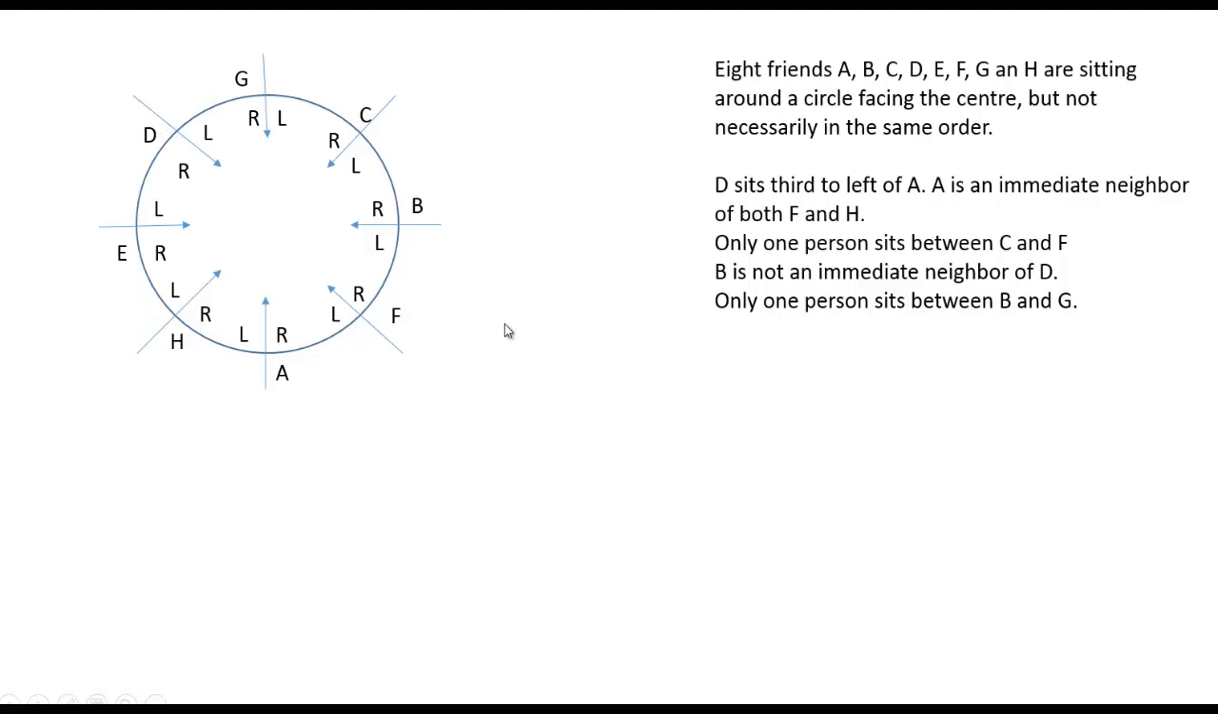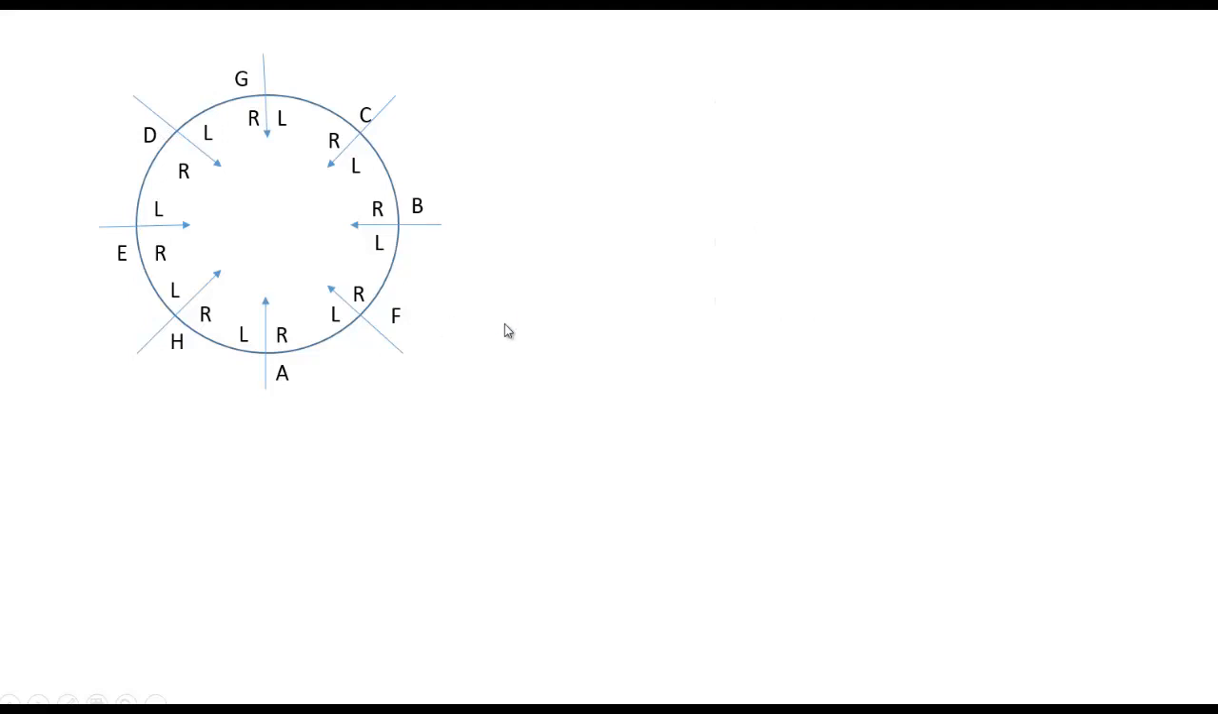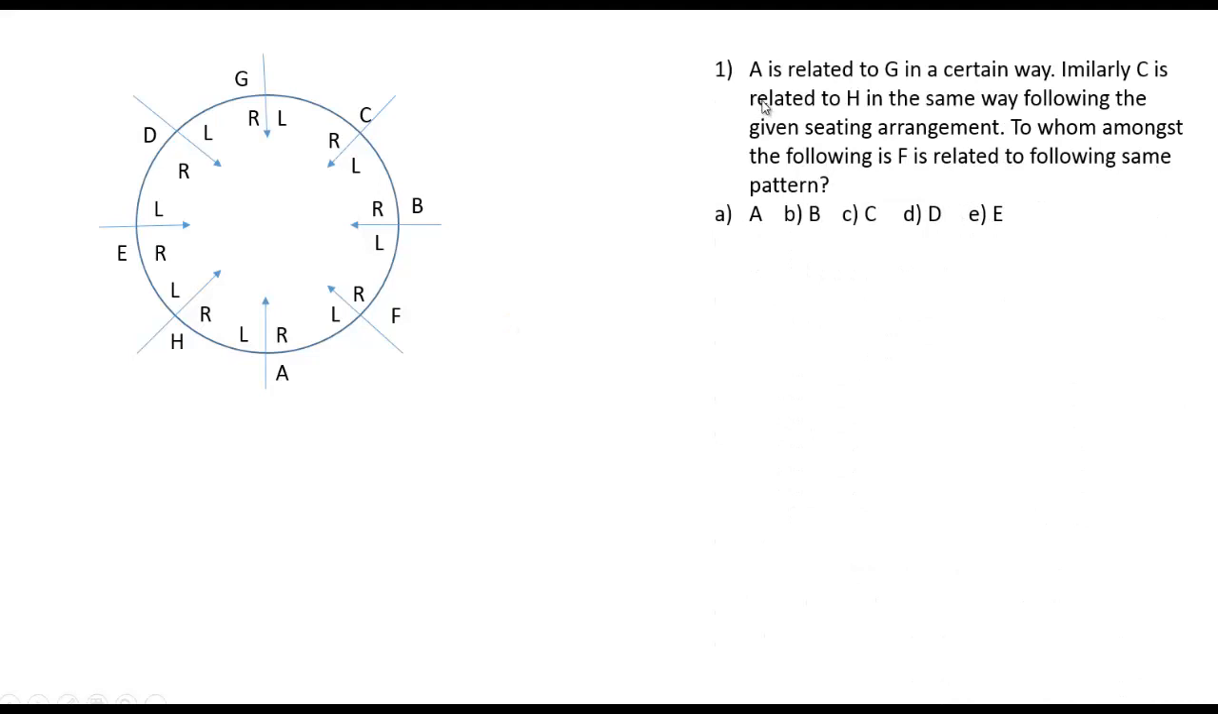Now we will go for the questions on this. So the first question is, A is related to G in a certain way. Similarly, C is related to H in the same way. Now we will see the relation between A and G. This is A and G. What is the relation between A and G? That A and G both are opposite to each other.